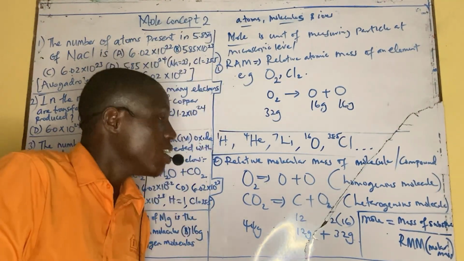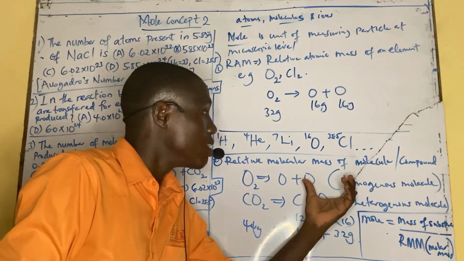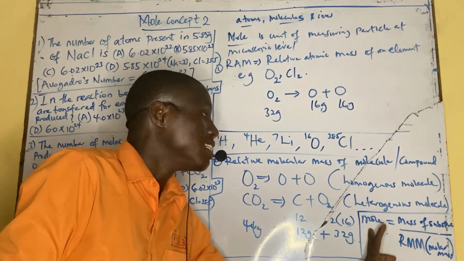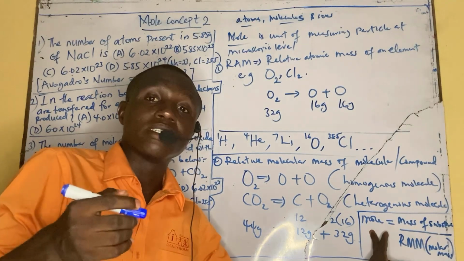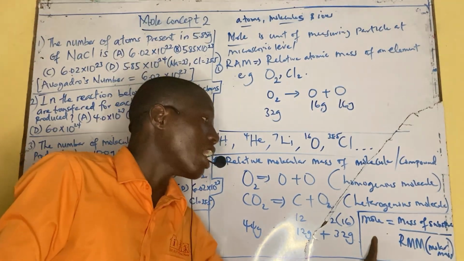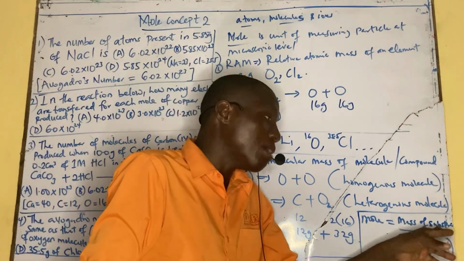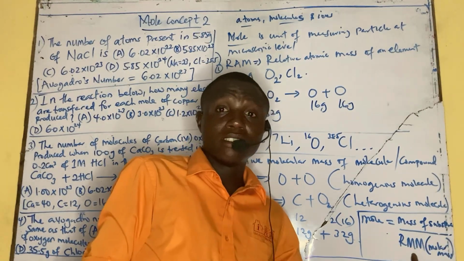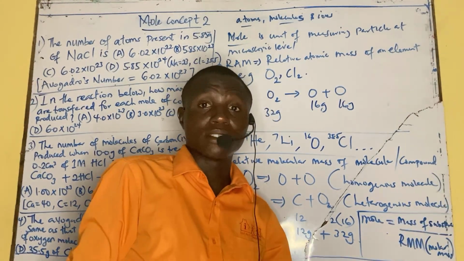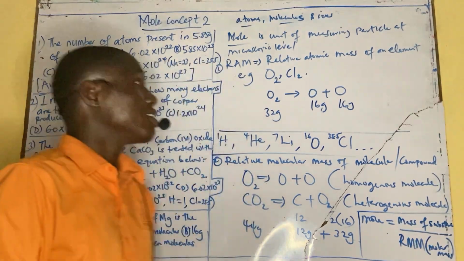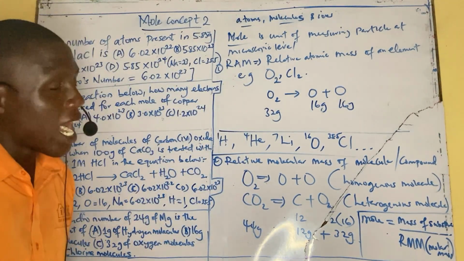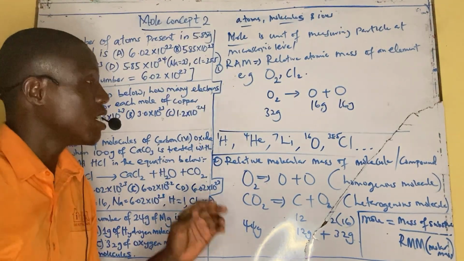So what this has to do with mole is that they are the ones that form the formula for mole. Mole is defined as the ratio of the mass of a substance all over the relative molecular mass. That is mass all over what? Molar mass. So that's how you calculate mole. And there are some things you need to know before I go into calculation.